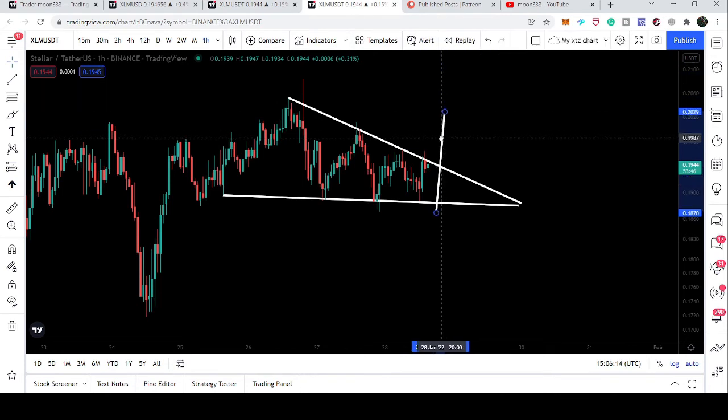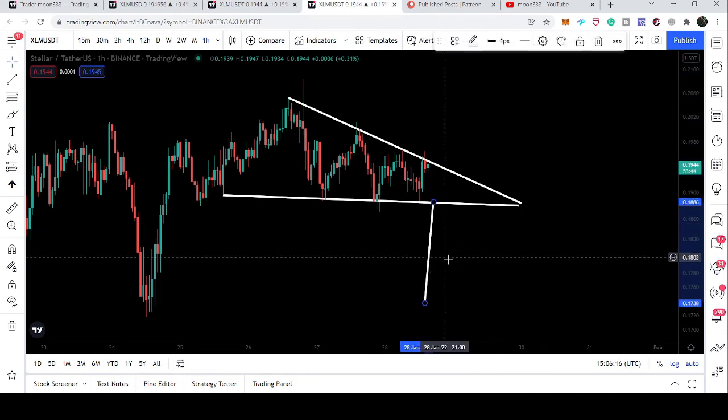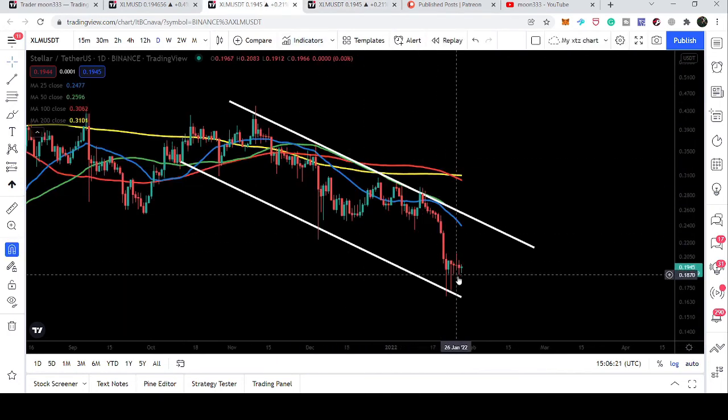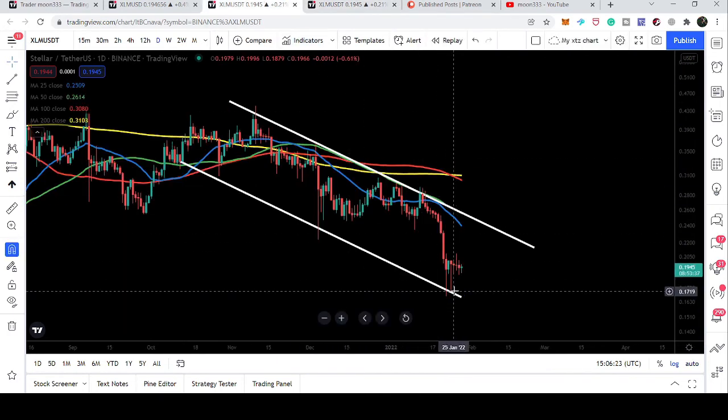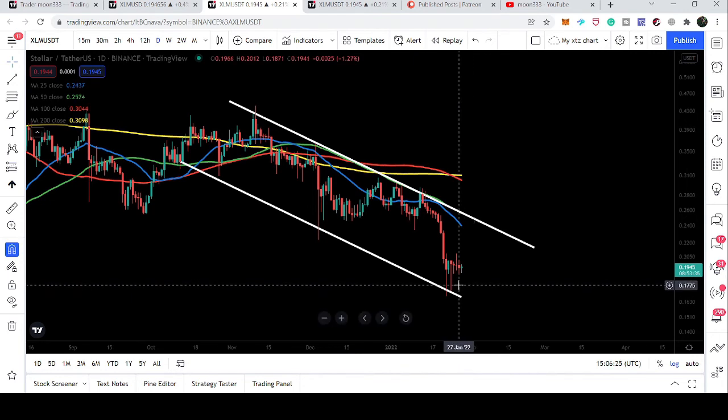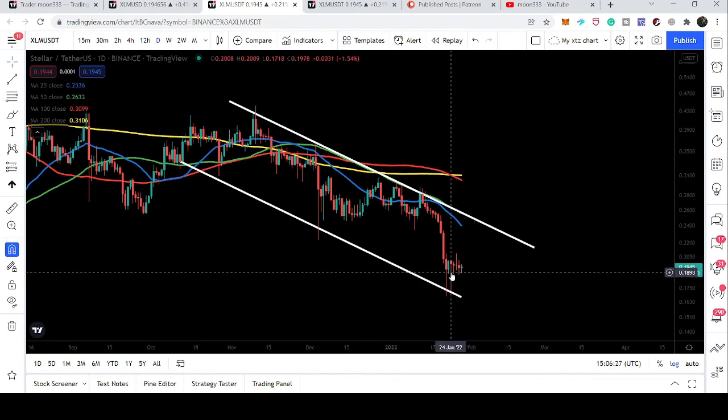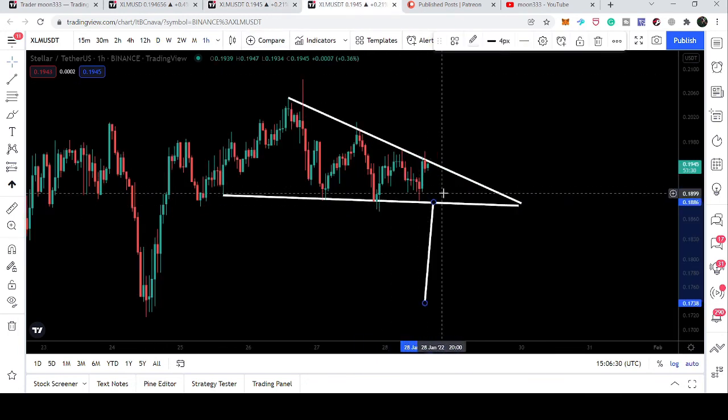By the way, if we break down the support, then we can move down to 17.4 cents. That will be approximately still above the support of the channel, and we can again touch or test the support of the channel. However, I'm expecting that this time Stellar can break out, and after the breakout we can have another attempt to break out the channel very soon. So the next few hours are really very important. We need to keep an eye on this move of Stellar.